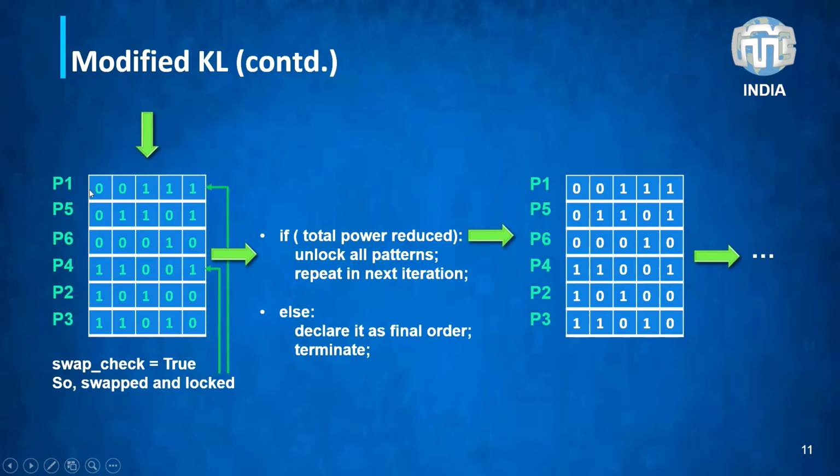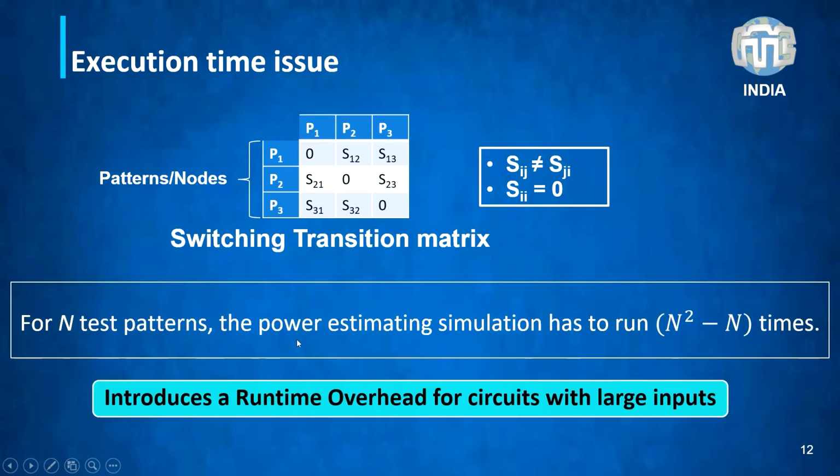Upon reaching this particular state where all the patterns are locked into their position, we'll check if the overall power has been reduced, and if it has reduced, then we'll unlock all the patterns like this and repeat it in the next iteration. So we'll move forward to another iteration. Otherwise, we'll terminate the program and declare this particular order as the final solution.